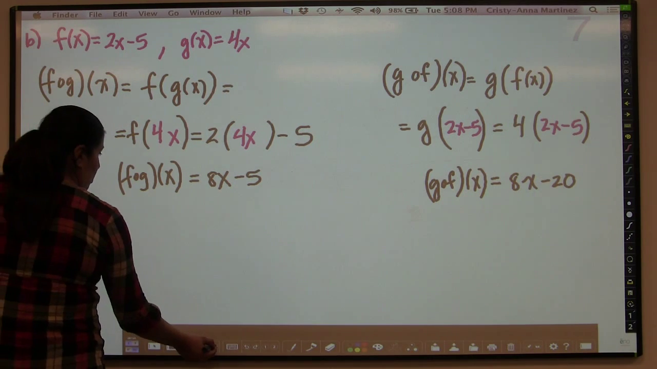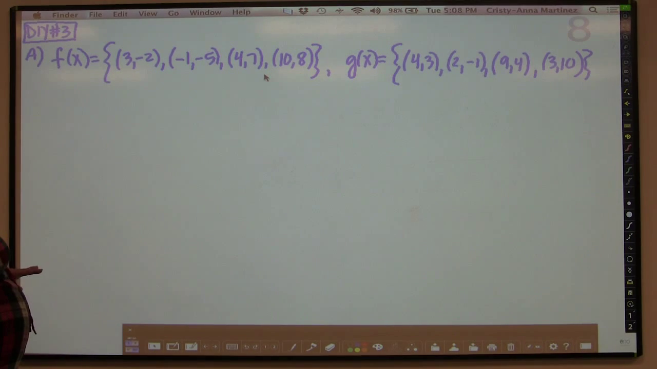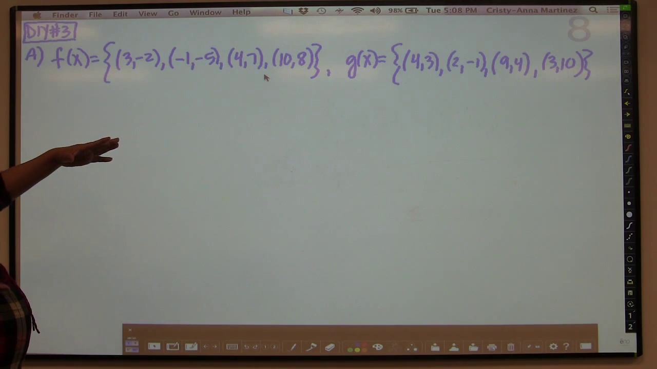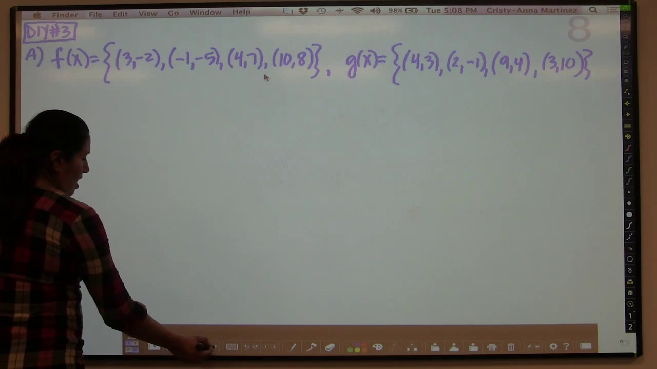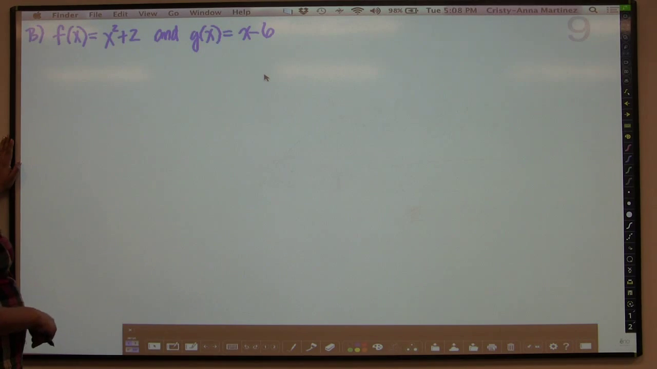And so now I'm going to let you try the same thing we did. We're going to start first with one that has the ordered pairs as the functions. And then you'll do one that has actual equations as functions.